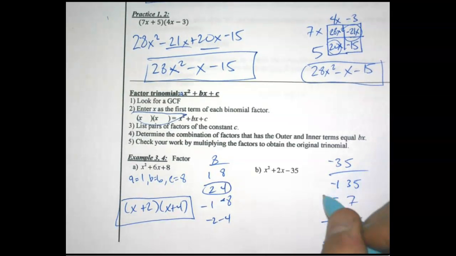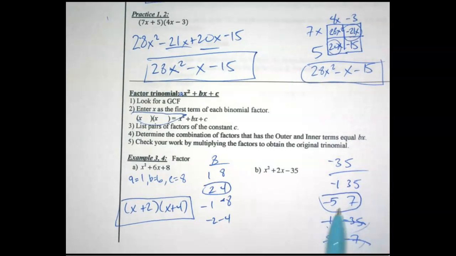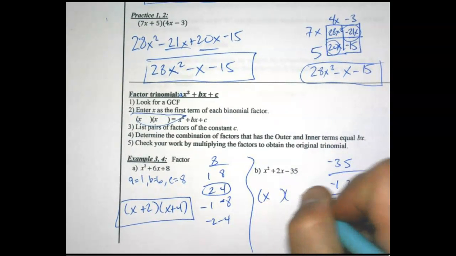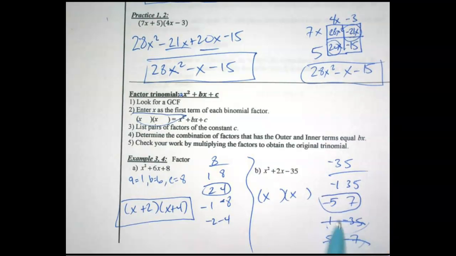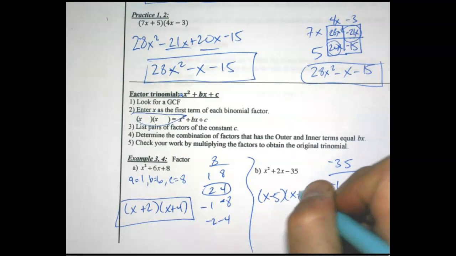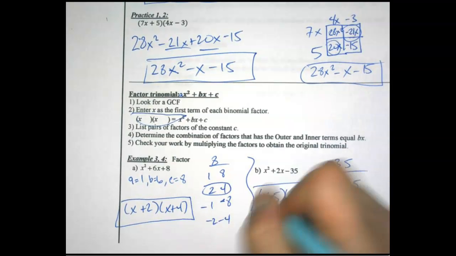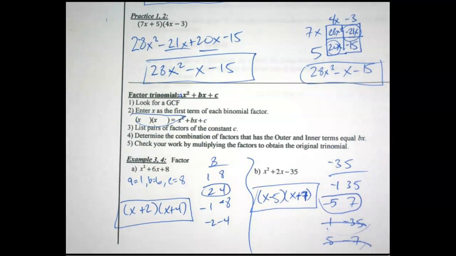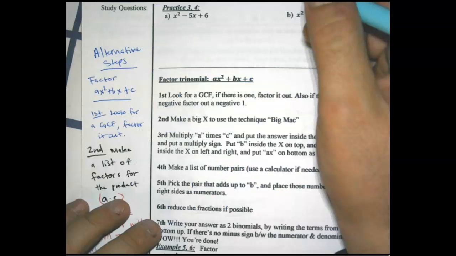Anyhow, the correct pair is here, okay? Because negative 5 times 7 is negative 35, and negative 5 plus 7 is positive 2. Once I have that correct pair, here's my format. Parentheses x, put a minus 5 in one and a positive 7 in the other, and you have factored the trinomial. So factoring trinomials, the hardest part about the thinking is you have to think of two numbers that have a specific product and a specific sum.